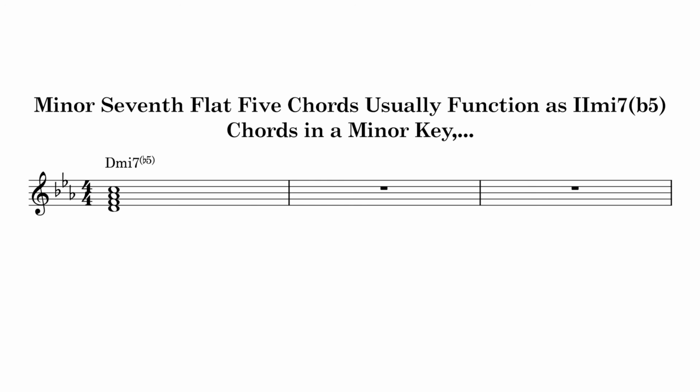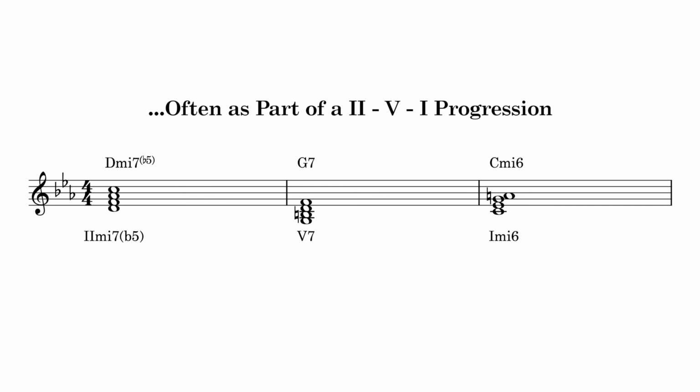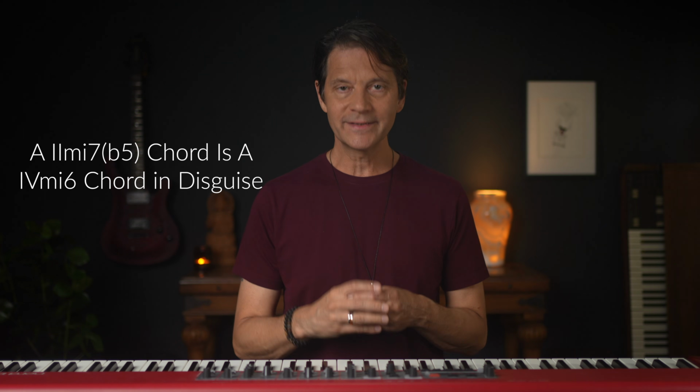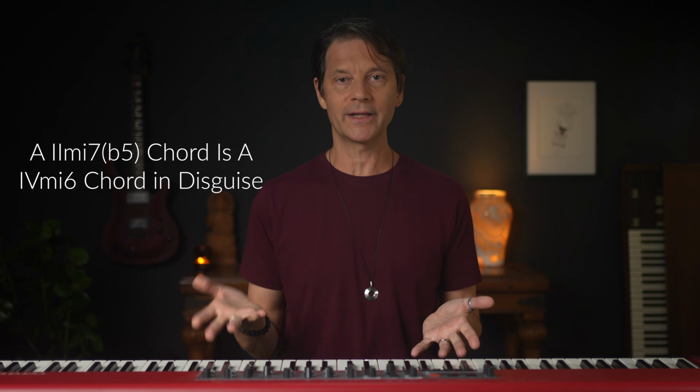Now, before I play some examples, here's just a little bit of context. Most of the time, a minor 7th flat 5 chord functions as a 2 chord in a minor key. And a 2 minor 7th flat 5 chord is essentially a 4 minor 6 chord in disguise. Now, I could give you a long, boring music theory explanation, but just trust me on this. Also, smarter people than me have framed it that way. For example, Thelonious Monk, just to drop one famous name that garners respect.